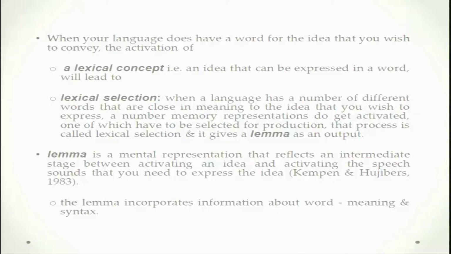Once you've done the lexical selection, you will come up with what is called a lemma. What is a lemma? Lemma is a mental representation that reflects an intermediate stage between activating an idea and activating the speech sounds. Everything in the middle till you're finally approaching it. Lemma incorporates two things. It incorporates word meaning, what you intend to convey, and syntax. It is singular, plural, person, thing, object. All of those kinds of features are encapsulated in this concept called lemma. I'll talk about this in a bit more detail now.